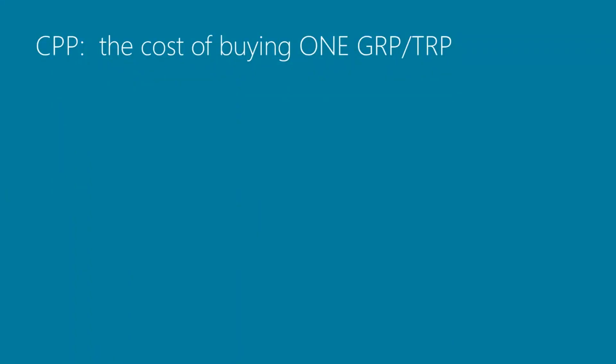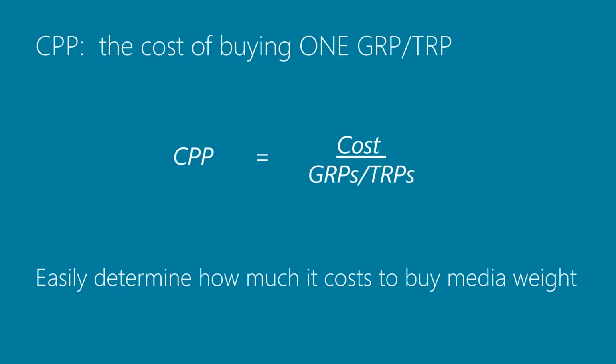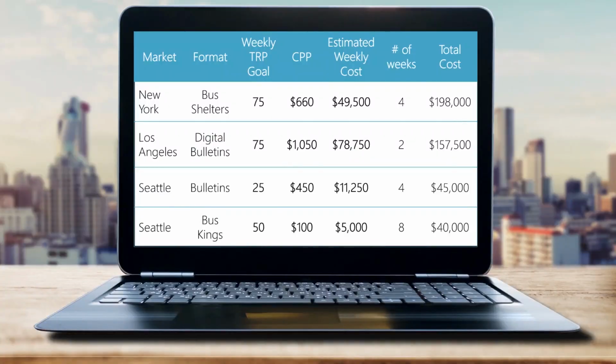Cost per point, CPP, is the cost of buying one GRP or TRP. CPPs are calculated by taking the unit cost or total schedule cost and dividing by the GRPs or TRPs. While a simple calculation, the use of CPPs is an important planning cost metric that allows for quick and easy budget allocations by market. Let's look at how they are used for planning and budgeting.